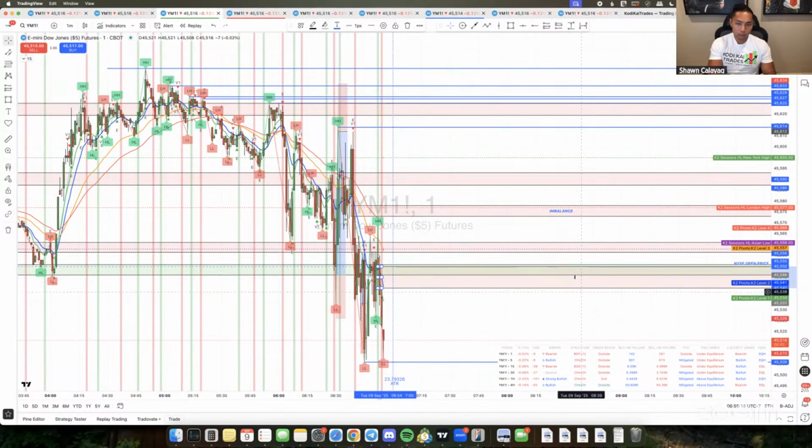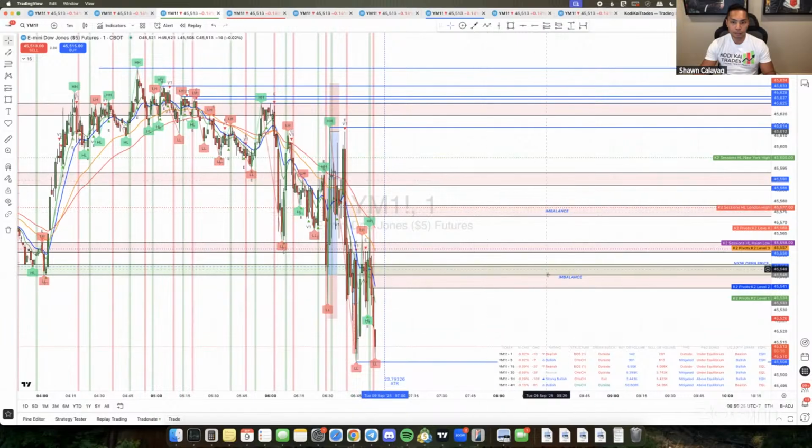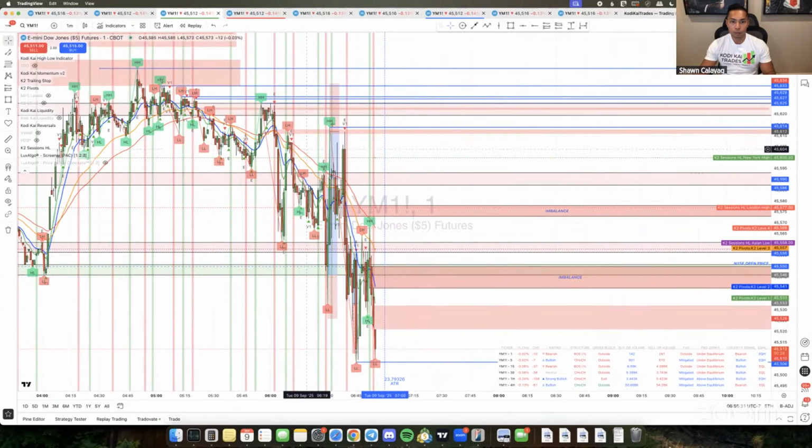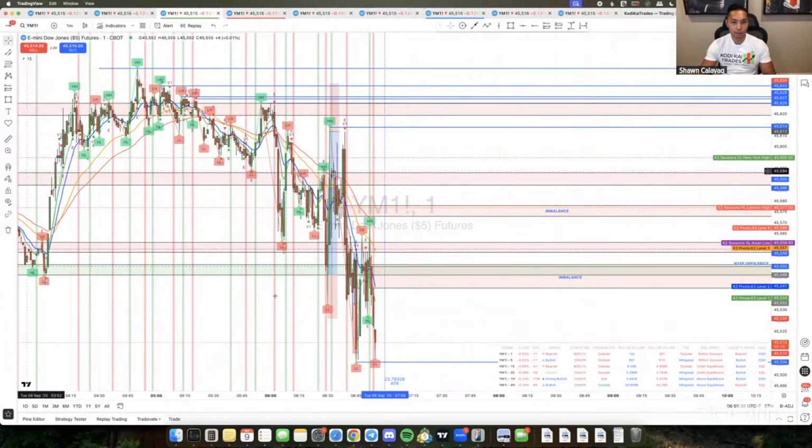So again, I don't use imbalances as a strategy. I use it as a confluence. So like right here, as you can see, there's a lot of imbalances coming up. There's an imbalance right here, imbalance right there. If you guys want to see imbalances directly on your chart, you can use my liquidity indicator. So there we go. We already have the imbalances marked up, but it's kind of messy, so I don't leave it on. I just mark the imbalances myself. I just do it by hand.